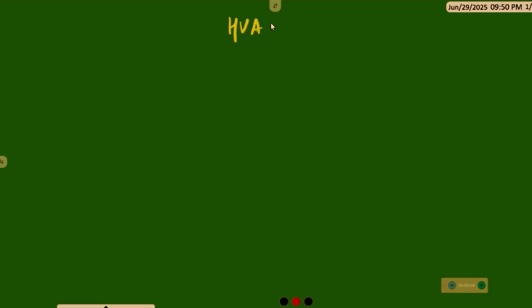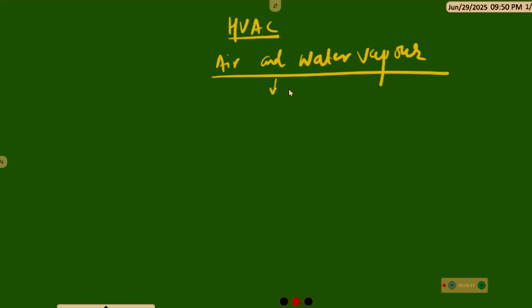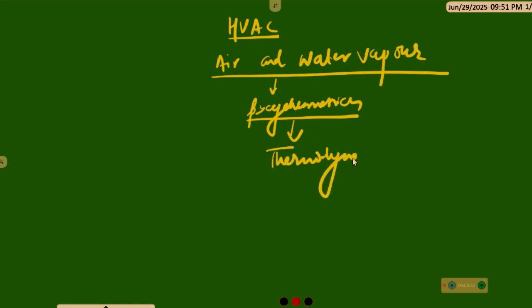As we are moving into the HVAC, the first important thing to study is the air and water vapor mixture and interaction of both. So the science which deals with the study of air and water vapor mixture is called psychrometrics. In psychrometrics, we study the various thermodynamic properties and processes associated with air and water vapor mixture.